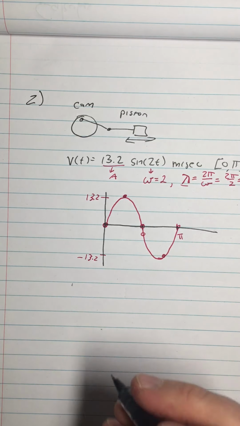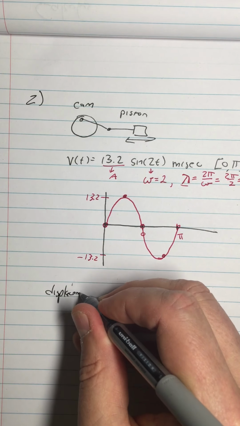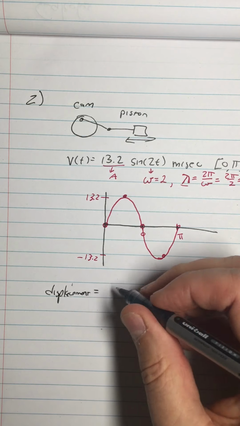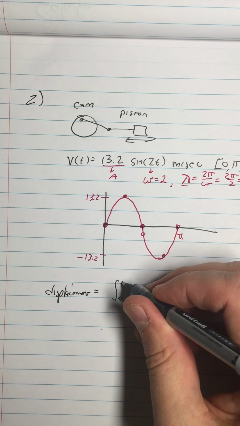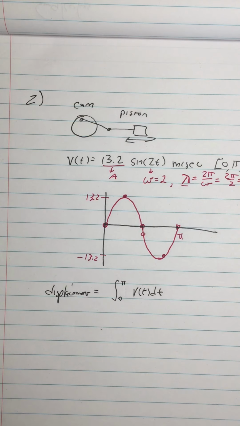So our next step is to find the displacement. The displacement is the easiest thing to do. It's the integral from 0 to pi of v of t dt. All right, so I'll let you go ahead and take a shot at that right now, and I'll finish it up in the next video.